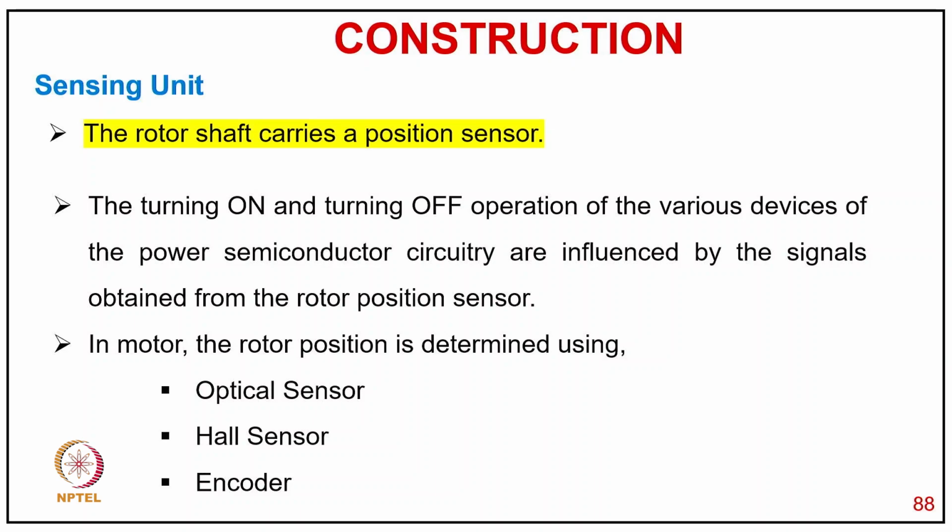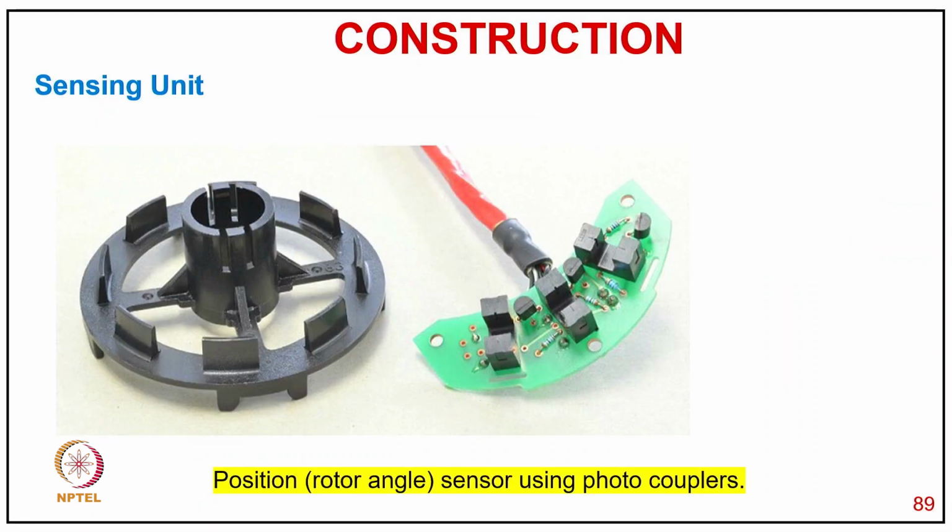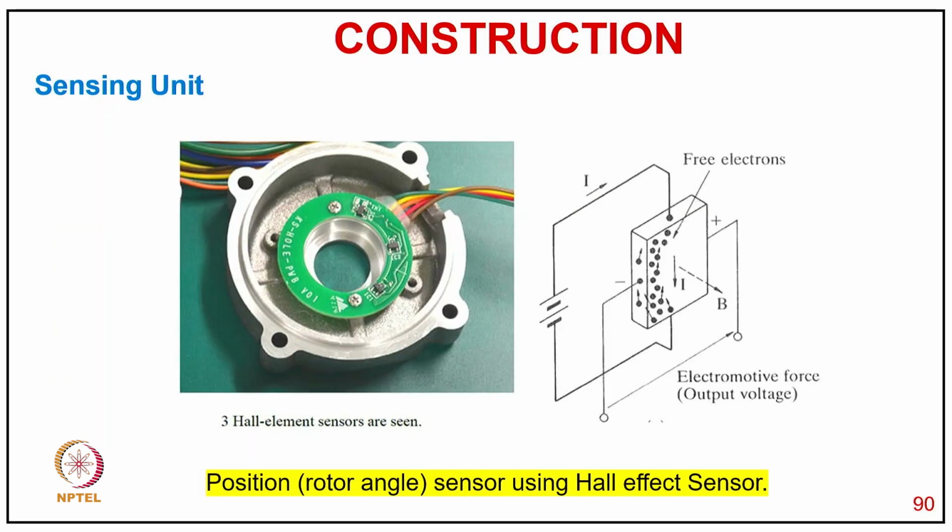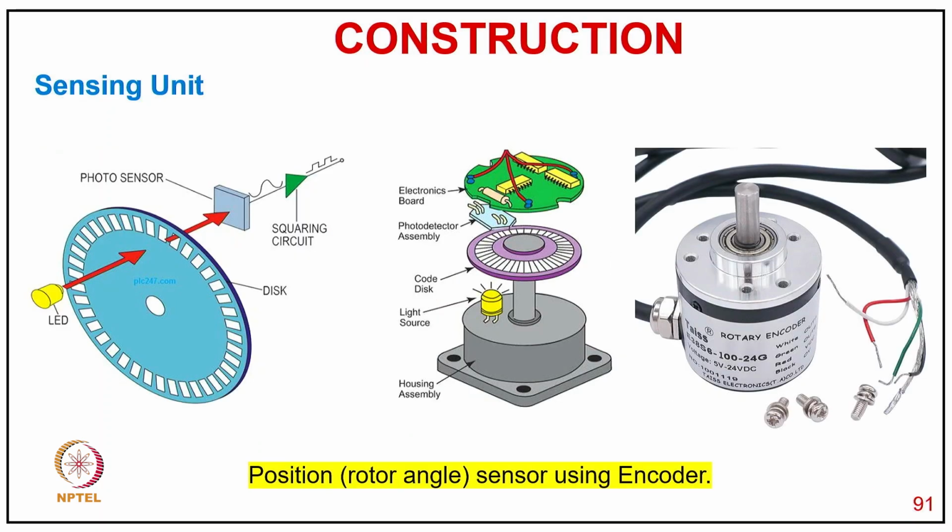Now the rotor shaft carries the position sensing unit. The turning on and turning off of various devices in the power semiconductor circuitry are influenced by the signal obtained from the rotor position sensor. The rotor position is determined by using an optical sensor, Hall sensor, or encoder. This is a sensing circuit photograph, showing a typical rotor angle position sensor using a photocoupler, another sensing unit with Hall effect sensors, and another using encoders.